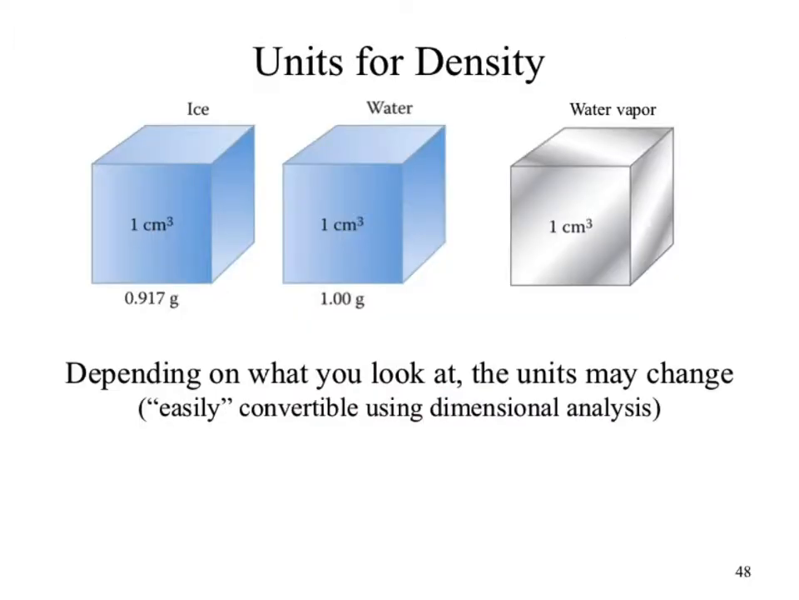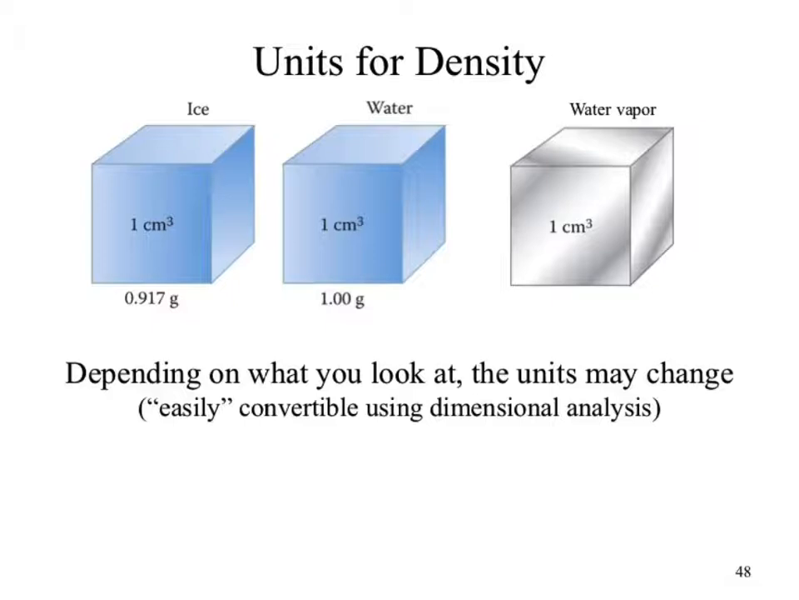Okay. Some other things that we can evaluate with this is, depending on the phase that we look at, we may end up changing the units. Okay. So if we look at ice, or H2O, let's start with that. The density for ice is about 0.917. The density for water is 1. Okay, what were the units on those?